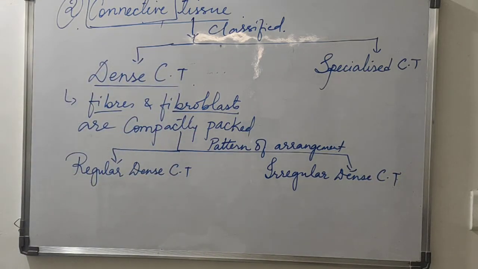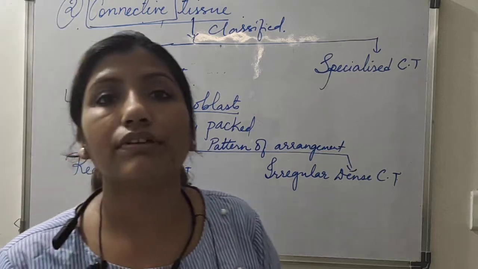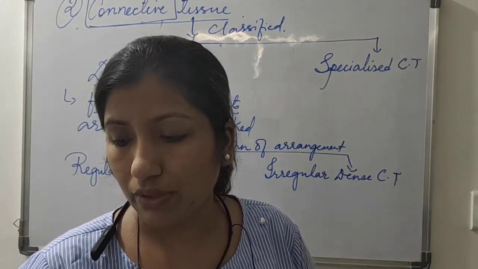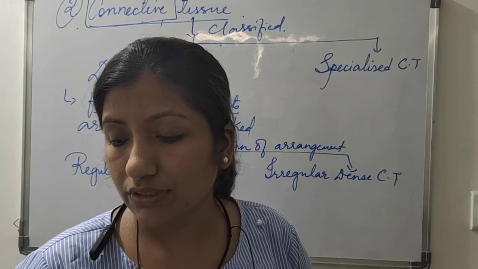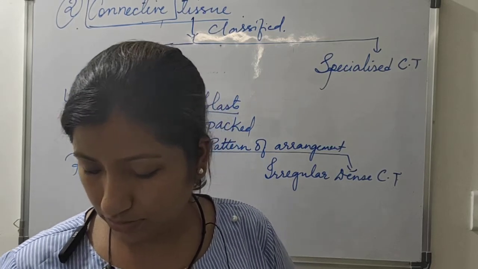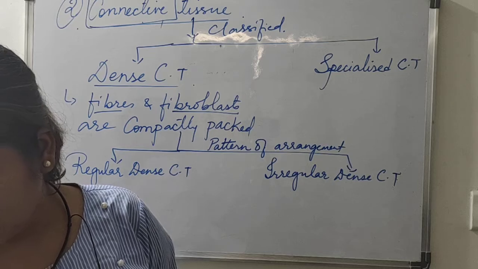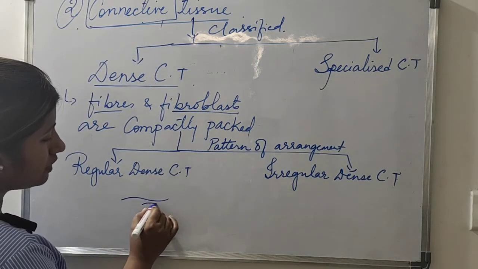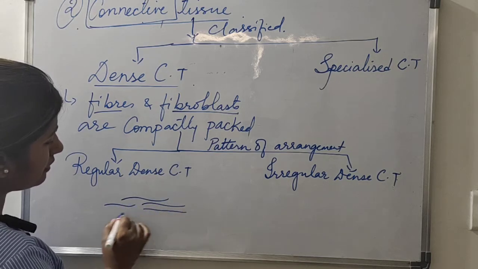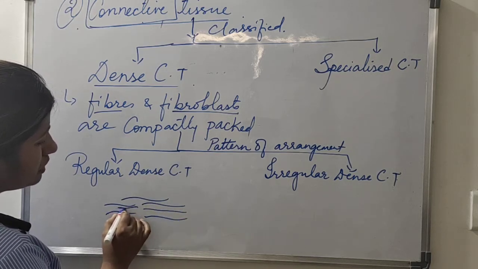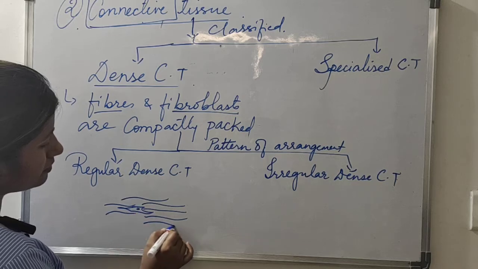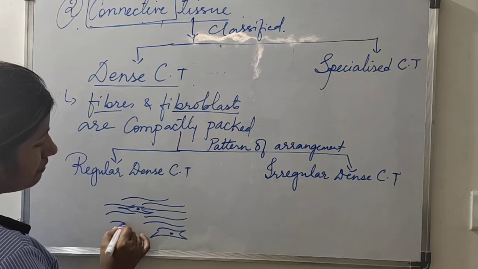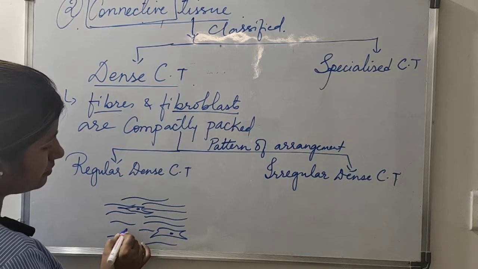The first figure which you see in 7.5a is a regular dense connective tissue. An example is collagen fiber, which is given. Here the fibers are arranged parallelly, and in between fibroblasts are there.